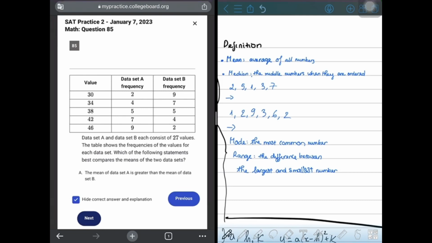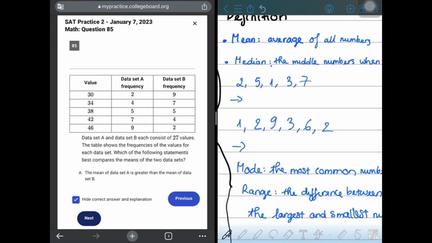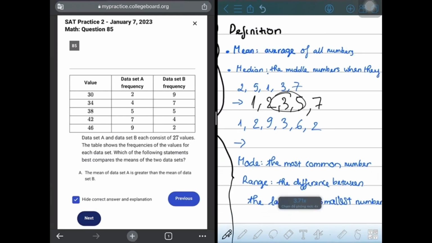So I think those of you here who are going to take the SAT already know it. And how about the median? It's the middle number when they are ordered already. So now we will try some examples. In the first example, you see on the screen that they haven't been ordered yet. So now I will order them: 1, 2, 3, 5, 7. And now you will see the middle number and it will be the median. So 3 is the middle number, so 3 is the median.